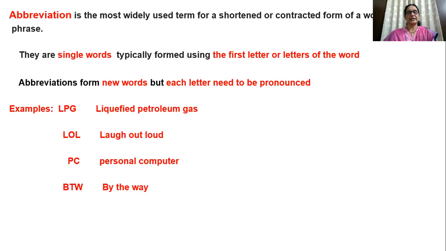LOL. LOL is laugh out loud. When people want to make fun, they say, please LOL. That means laugh out loud, please. Then PC. Who says personal computer? No one. Mostly we use PC, P and C. Even with two letters, instead of an acronym, we use an abbreviation here. Personal computer, PC. And BTW means by the way.